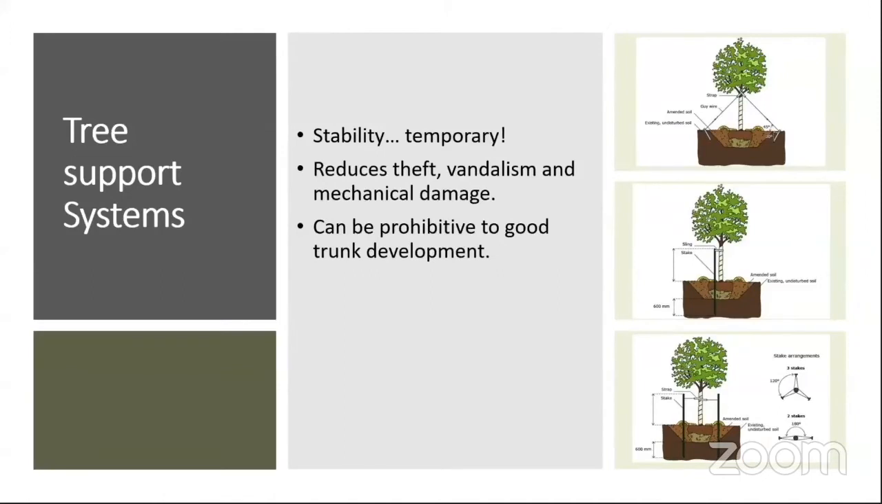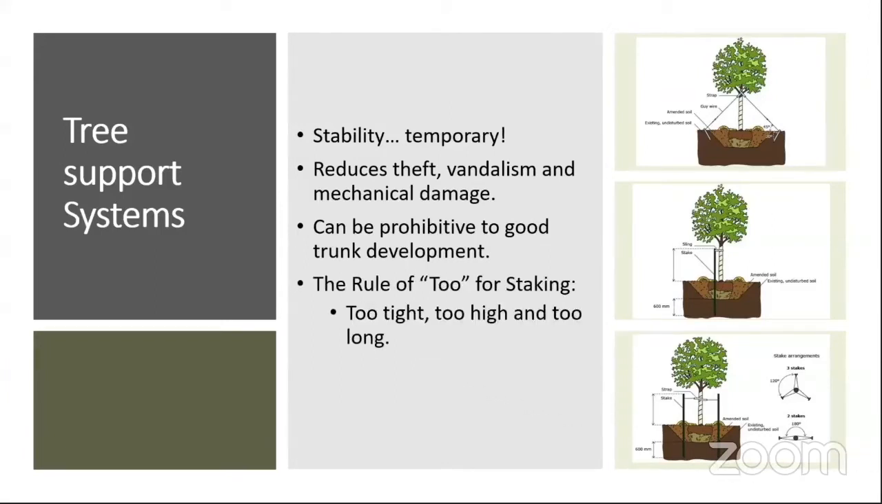It can also, in urban areas, reduce theft and vandalism, and also protects from mechanical damage. So those mowers and string trimmers tend to stay away from the hardware and structural equipment involved with tree support systems. If left on too long, they are prohibitive to good trunk development because the tree needs to move to develop good taper and additional wood fiber to make it more stable under extreme conditions. The rules of staking are 3. They're either too tight, too high, or left on for too long.